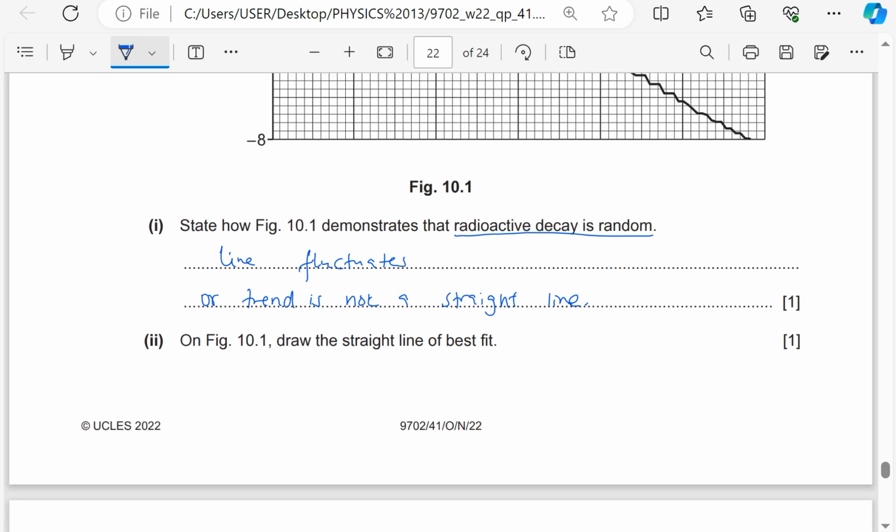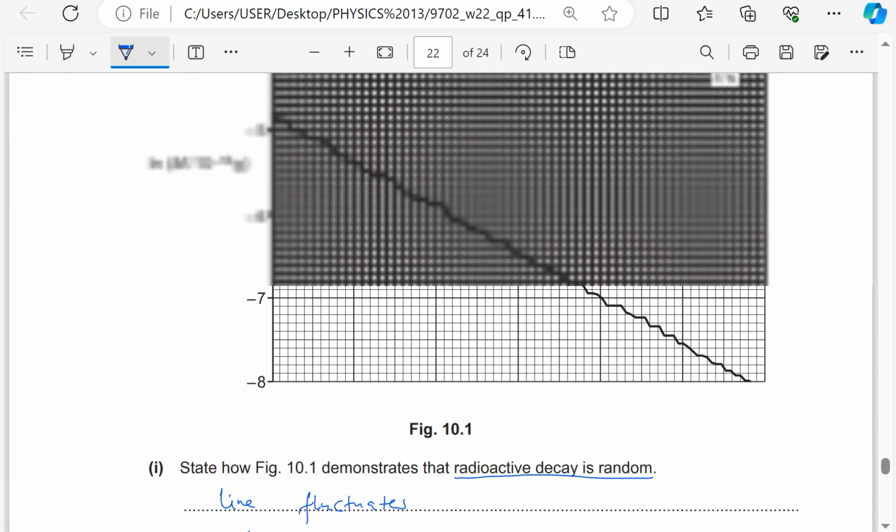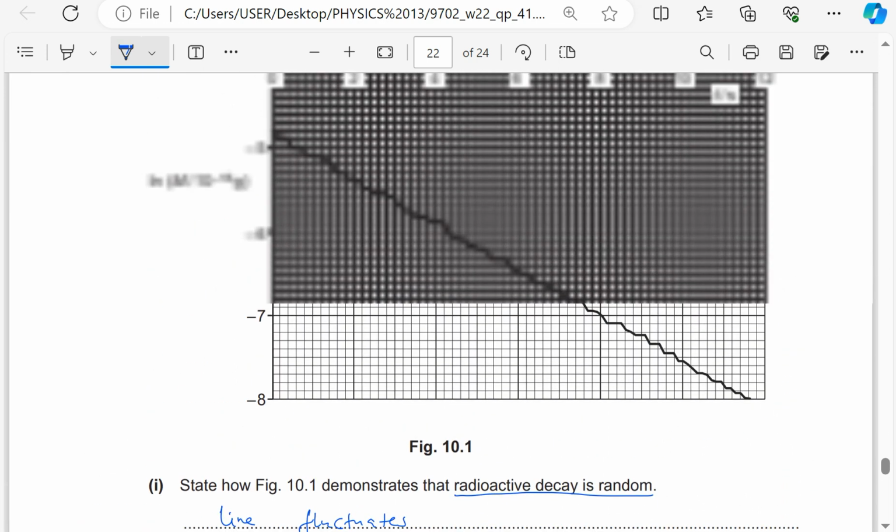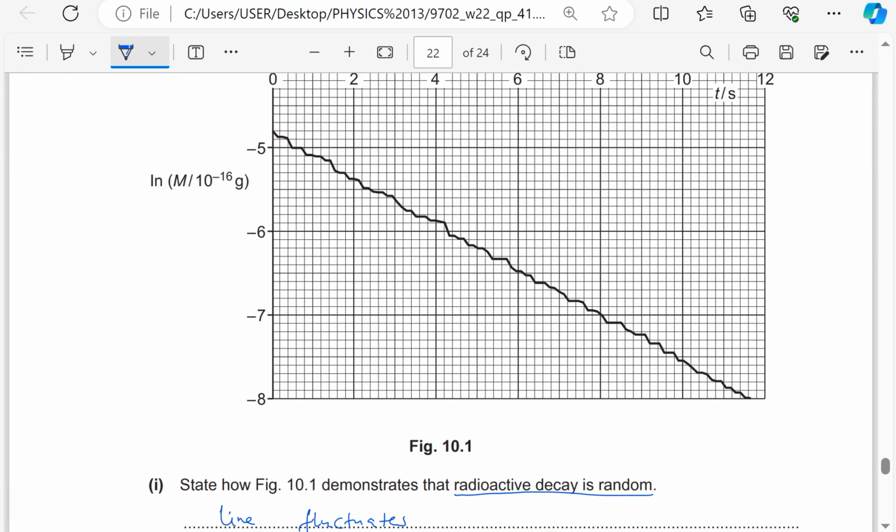Then on the figure, draw a straight line of best fit. So I'll just draw a line through this fluctuating trend. Just put a ruler along this trend and draw a straight line through it. Okay, I've tried my level best. You can draw a better line.